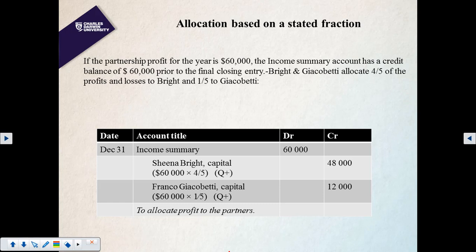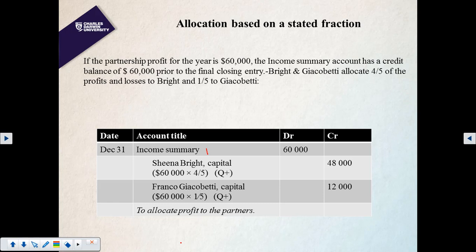Allocation. If the partnership profit for the year is $60,000, the income summary account has a credit balance of $60,000 prior to the final closing entry. So Bright and Giacobetti allocate 4/5 of the profit and losses to Bright and 1/5 to Giacobetti. So what will be the journal entry? If we transfer the amount, when we give the closing entry, income summary is always what? Why is income summary debit? Do you remember anything from closing entry?